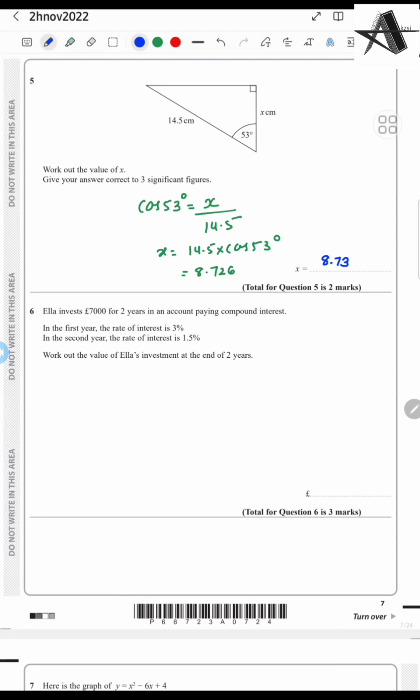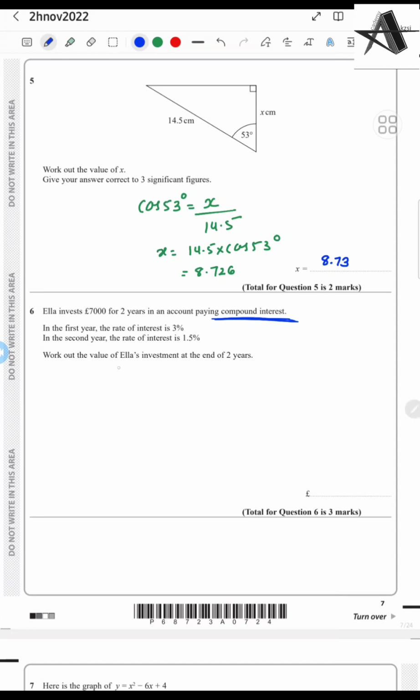Ella invests 7,000 pounds for 2 years in an account paying compound interest. It's important, compound interest. In the first year, the rate of interest is 3%. In the second year, the rate of interest is 1.5%. Work out the value of Ella's investment at the end of 2 years. That means every year the percentage is changing.